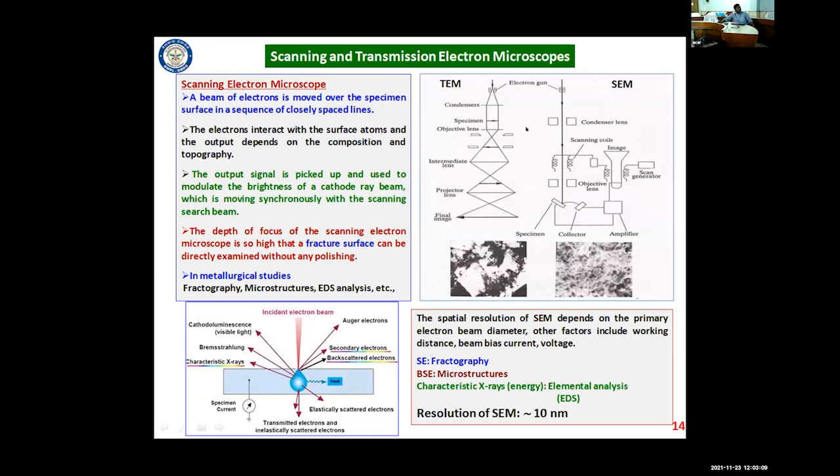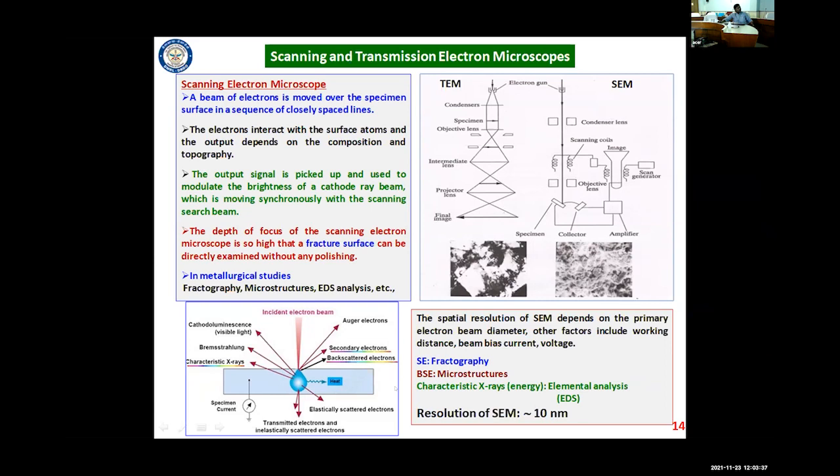For the secondary electrons, when the incident electrons interact with the inner electrons in the specimen, they have sufficient energy to knock out a secondary electron. So these are the secondary electrons from the specimen itself. But for backscattered electrons, some of the incident electrons interact with the nucleus of the atom and then come back out. These are the backscattered electrons.